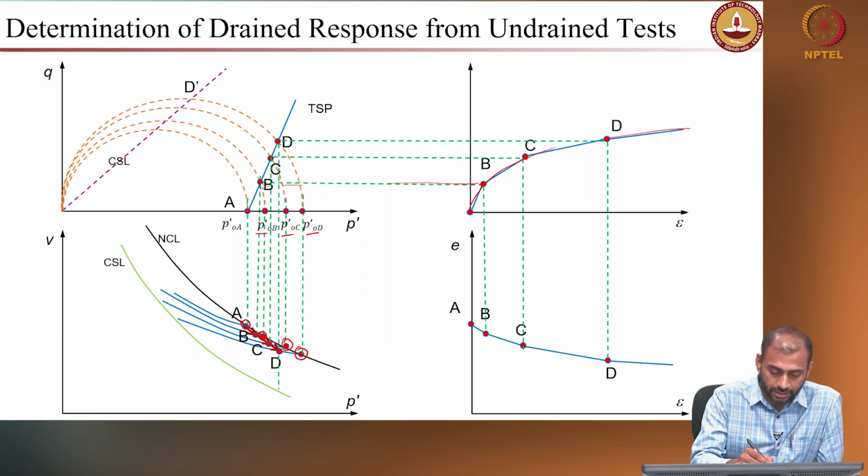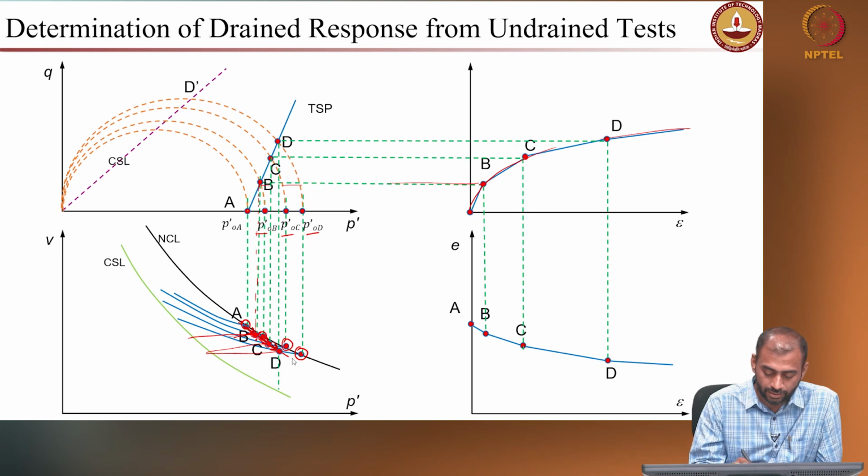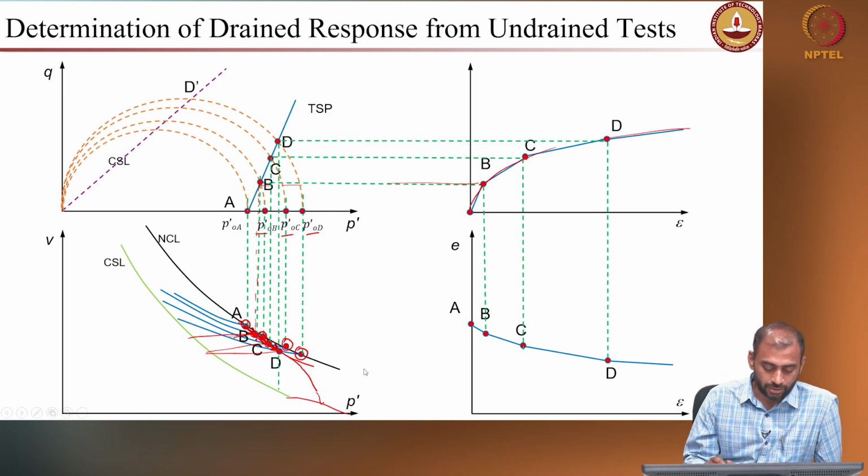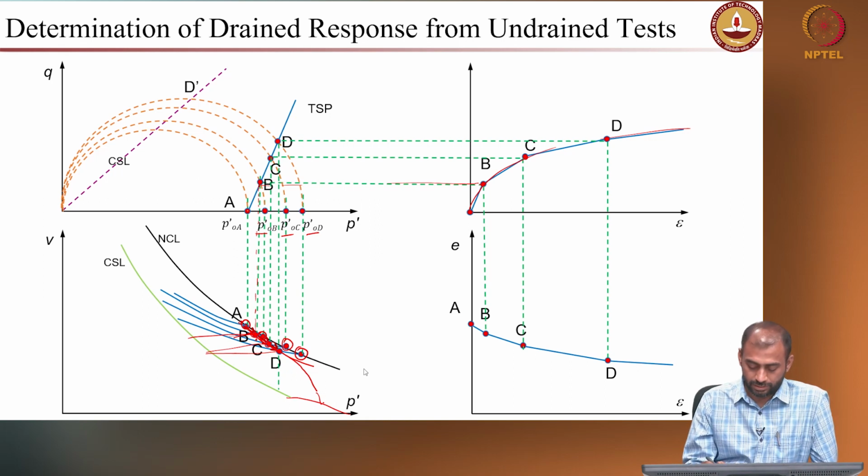Similarly, from the intersection of the total stress path, you can draw a line on the specific volume p' space, and it intercepts at a particular point, right, because in the case of an undrained test you have a constant specific volume. So you have this intersection point, and then you can connect and draw your drained volume change from your undrained response. Okay, this is how you predict the drained response from your undrained tests.